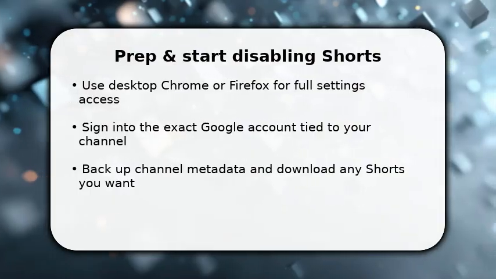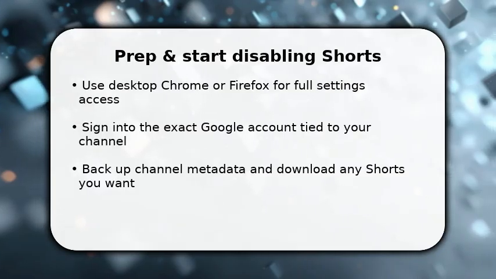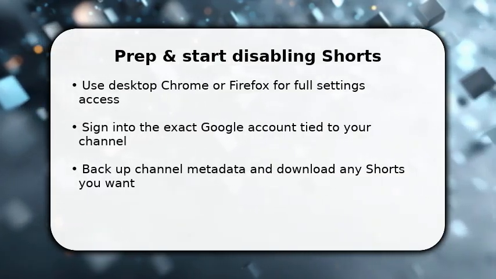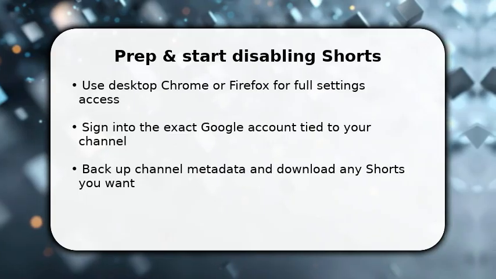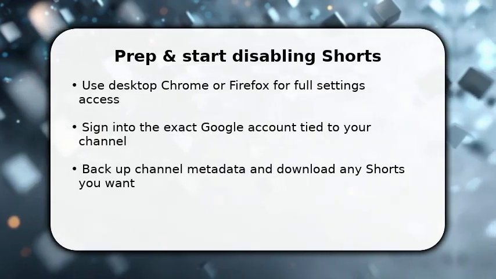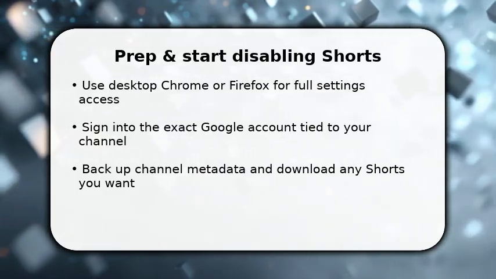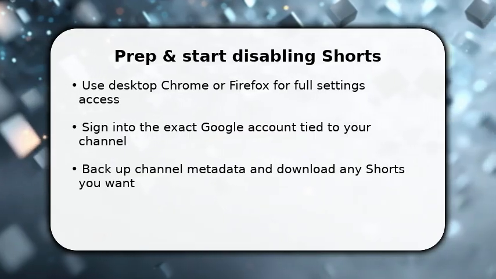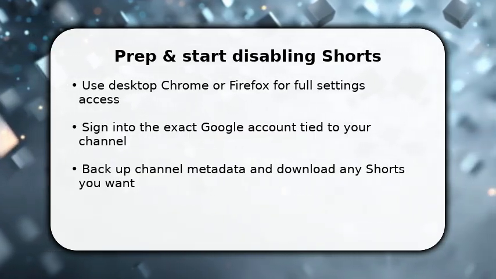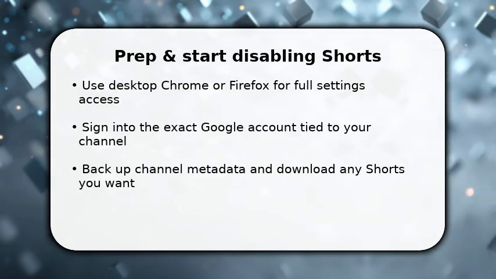You begin by using a desktop browser and signing into the Google account for the channel you control. Once done, make sure to back up channel metadata and download any shorts you want to keep. This prevents accidental loss. Next, open YouTube Studio and go directly to Content to filter by short uploads.